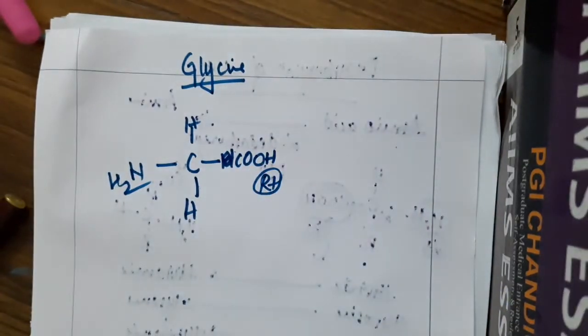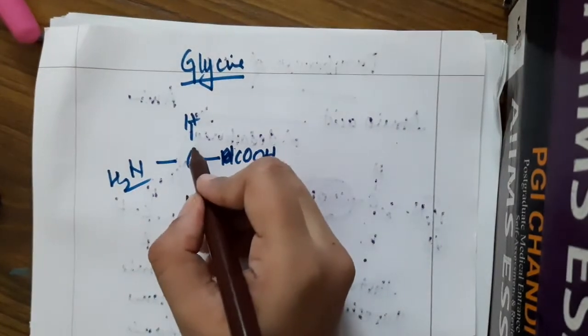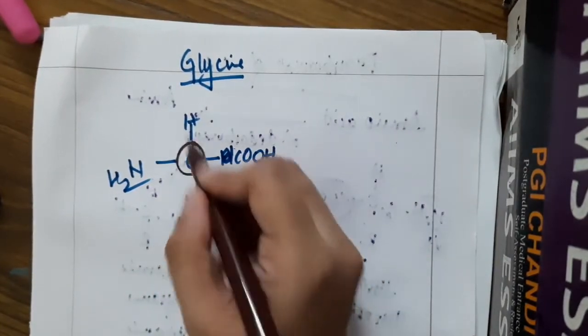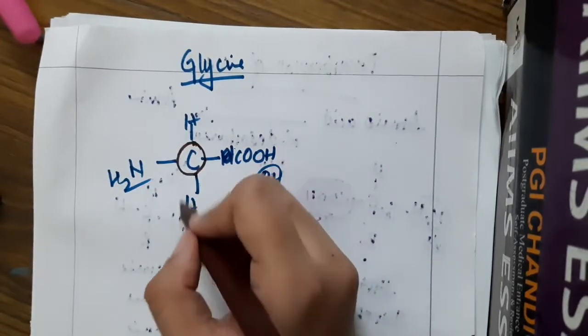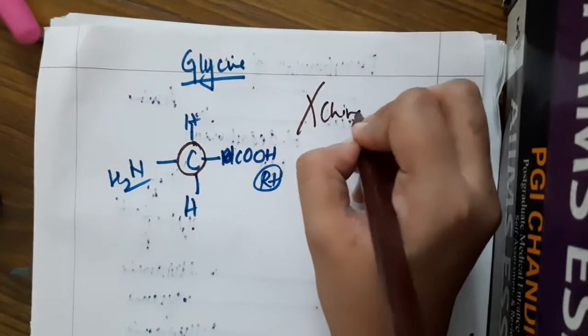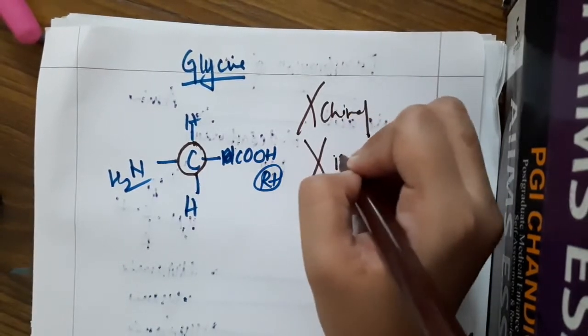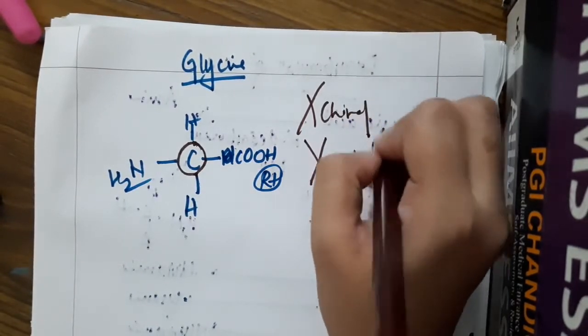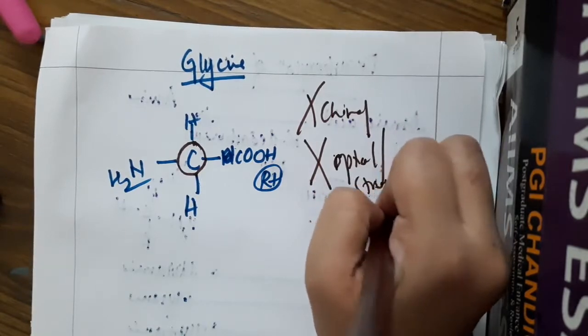So if you see, it has no asymmetry. It does not have four different functional groups. It has two hydrogen atoms, so it is not chiral. It does not have optical isomerism, or structural isomerism.